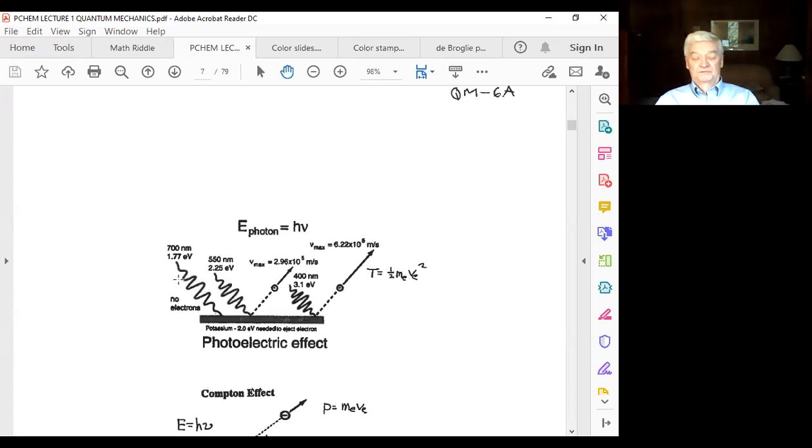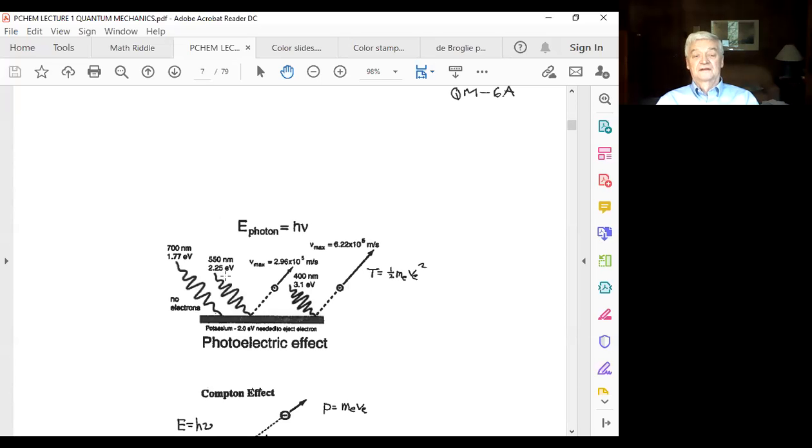And if you apply that equation I gave you relating frequency and energy, you find that this comes out to be 1.77 electron volts. When you do that, you get no electrons coming off. As the slide shows, potassium requires 2 electron volts to kick off the electrons. All right, well, let's change the frequency of light.